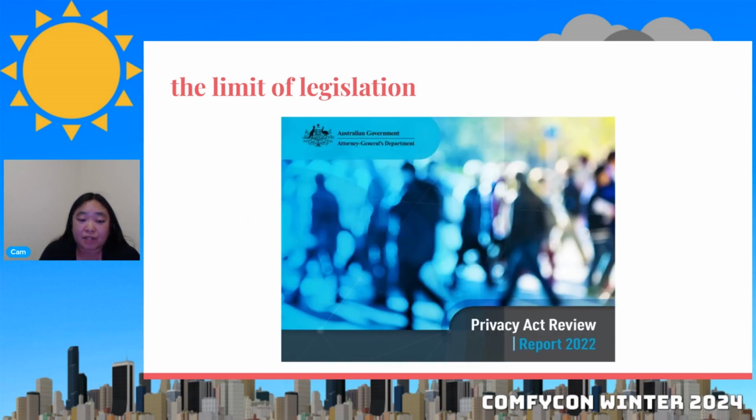So this has been picked up. We do have the Privacy Act review that was released last year. It does help in some respects. It's not as good as some of the other privacy legislation that you do see internationally, but it is a step up from where we are.